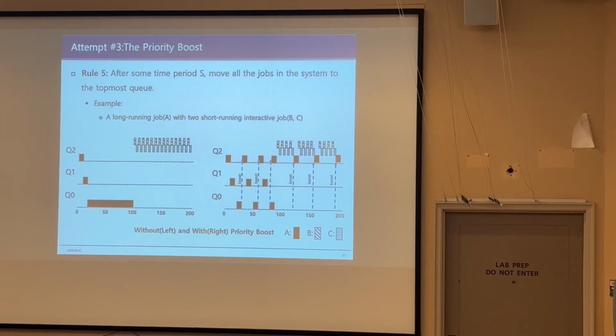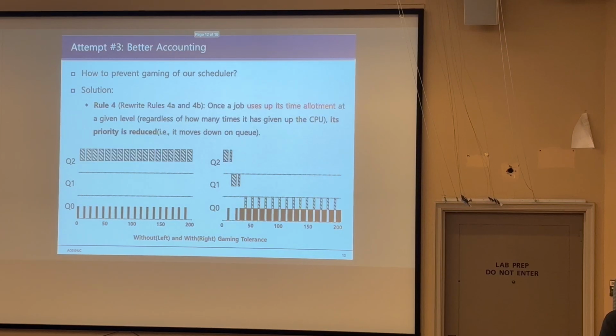So this rule 5 is to solve the previous problems: starvation, gaming the scheduling algorithm. Oh, sorry. The rule 5 is just for preventing starvation. We changed the rule 4 slightly to prevent gaming. Okay. So yeah, change to prevent gaming. Right. So we rewrite rule 4A and 4B.